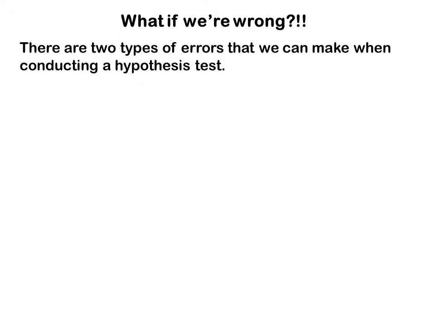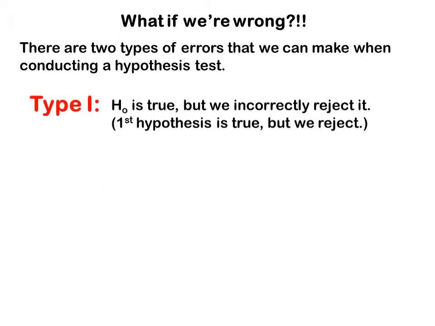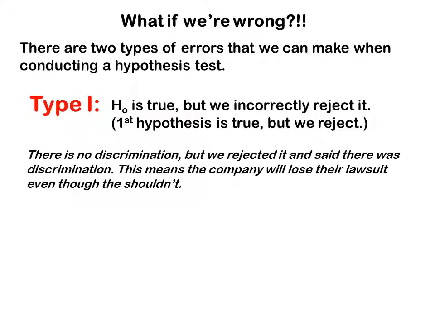What if we're wrong? There are two types of errors that we can make when conducting a hypothesis test. Type 1 is when our null hypothesis is true, but we incorrectly reject it. The way I remember it is that type 1 is the first hypothesis is true, but we reject. So in this case, there is no discrimination, our null hypothesis, but we rejected it and said that there was discrimination. This means the company will lose their lawsuit even though they shouldn't.